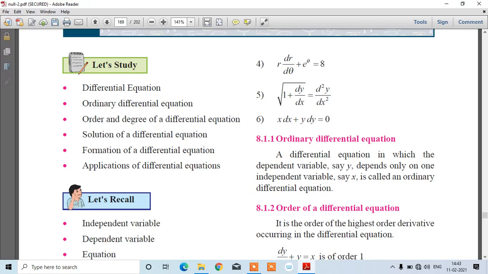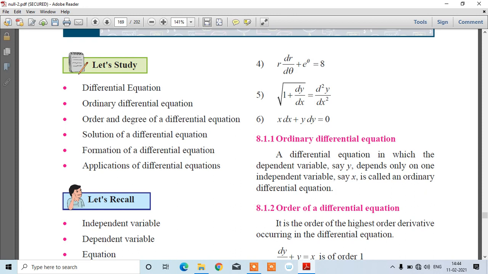And the last one, x dx plus y dy is equal to 0. So there is x, then y, and dy by dx is distributed to x dx plus y dy like this, and it is equal to 0. So this is also a differential equation. Okay, so there are 6 examples given in your textbook to understand the definition of differential equation. Now we have to study the ordinary differential equation.